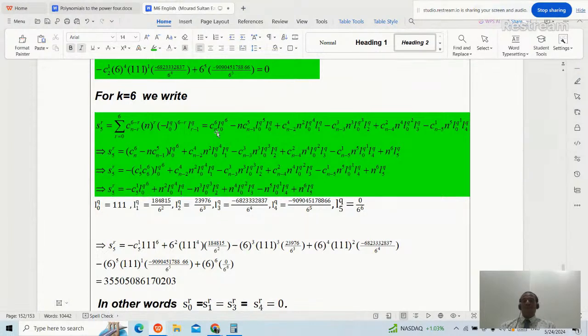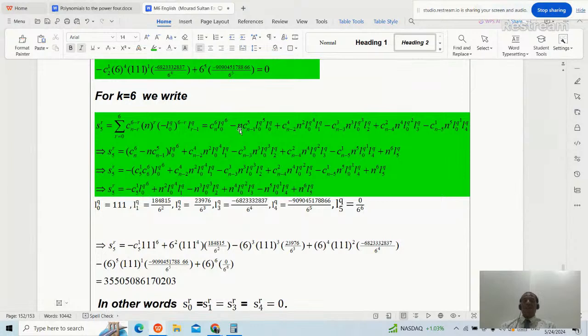When r equals 0, I obtain this fact. Combination n choose 6, simply because 6 minus 0 is 6 and n minus 0 is n. Okay, n raised to the power 0 is 1, no need to write it, times minus L0 of all the q raised to the power 6 minus 0, which is 6. That's why I wrote it here.